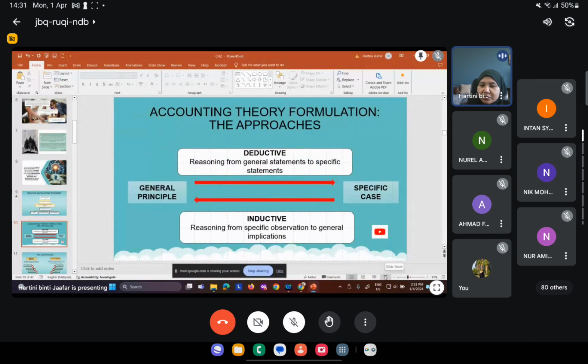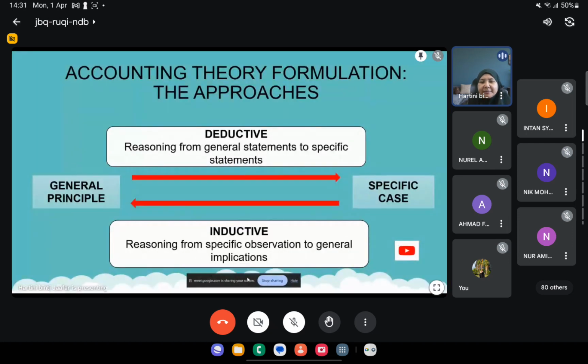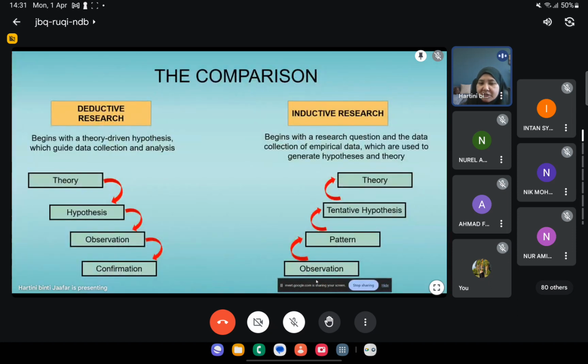So the conclusion or the premise does not hold true for both inductive and deductive approach. So that is the major difference. So kalau kita tengok tadi, samalah macam saya kata tadi. Deductive is from general statement to specific statement, inductive is from specific observation to general implication.